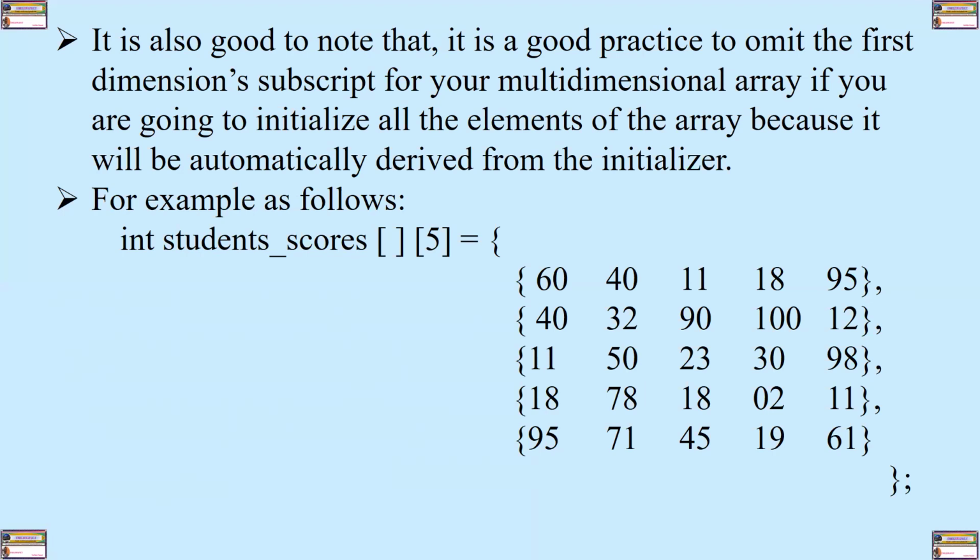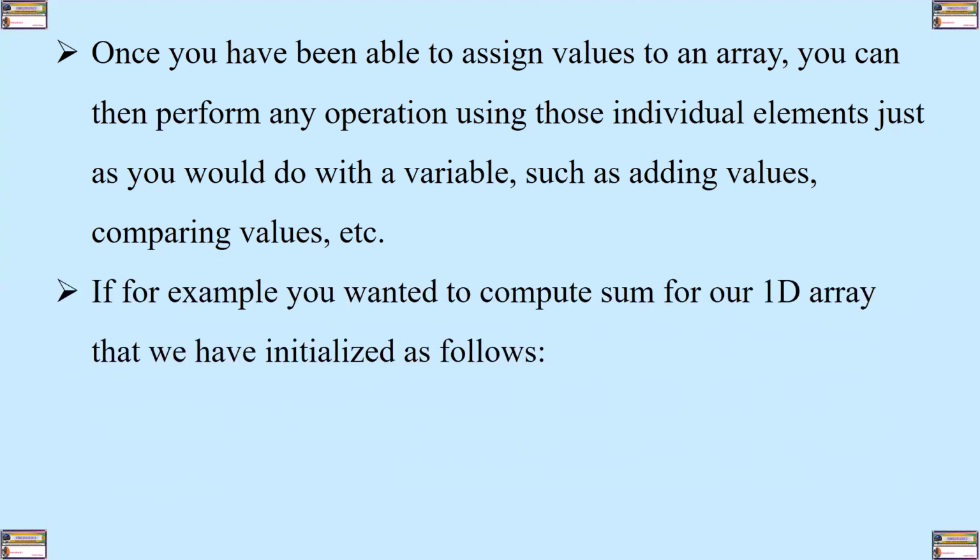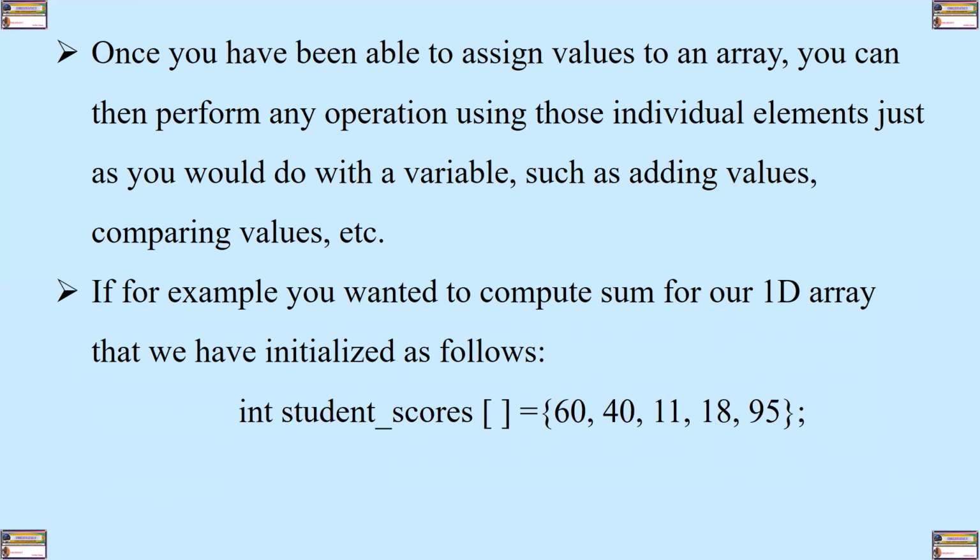so that it is able to know the boundary in memory. Once you have been able to assign values to an array, you can then perform any operation using those individual elements, just as you do for any other variable, such as adding values, comparing values, etc. If, for example, you wanted to compute the sum for our one-dimensional array that we have just initialized, you could do it as follows. So if this is our array that we have already initialized and we wanted to compute the total, how would we do it?